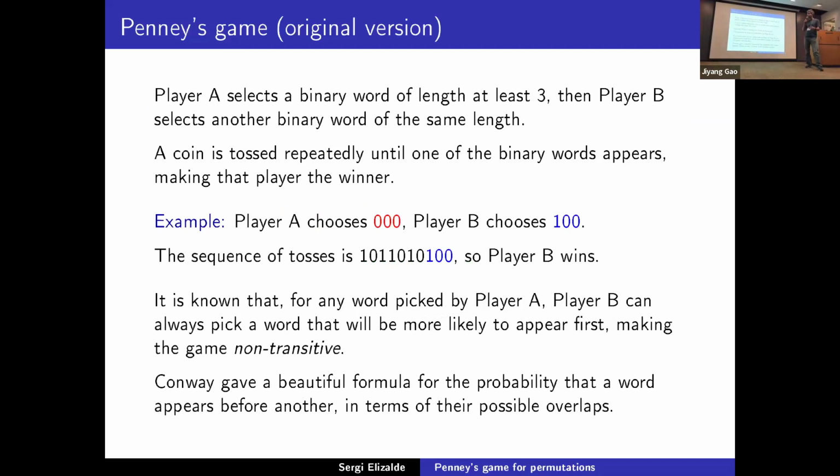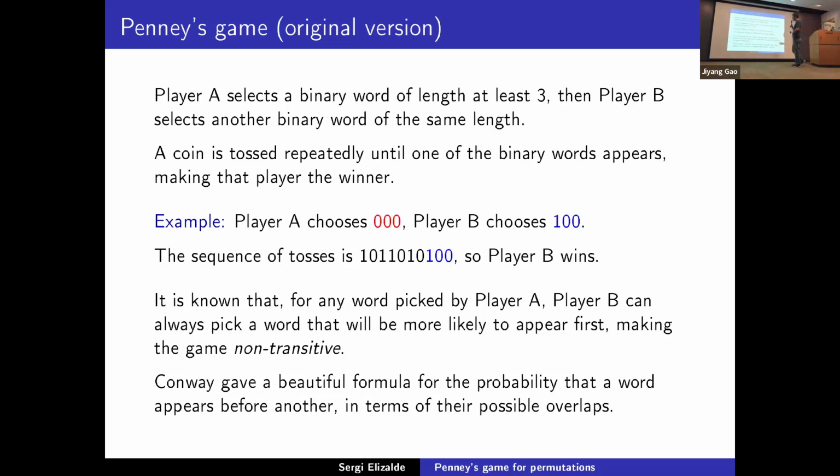It is known that no matter what binary word the first player chooses, the second player can always choose a word that will appear first with probability more than 1/2. So this is an example of a non-transitive game. It's not like one word is the best, because no matter what word is chosen, the other player can choose a better word. In fact, there is a very nice formula that John Conway gave, where for any two binary words, it describes the probability that the given word appears first.